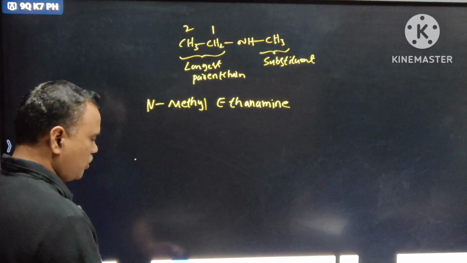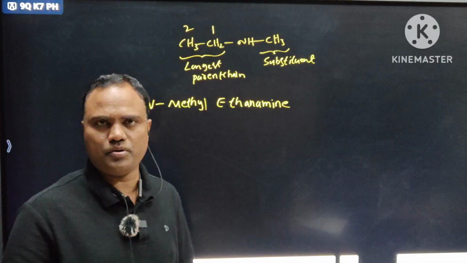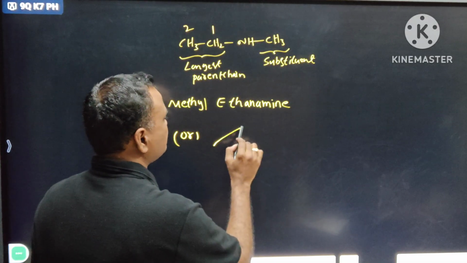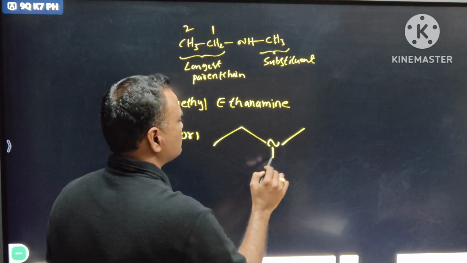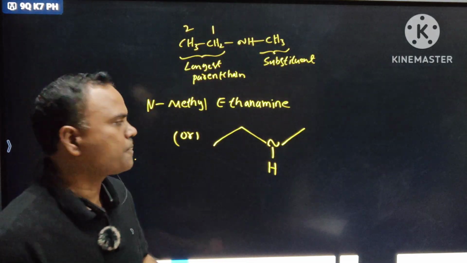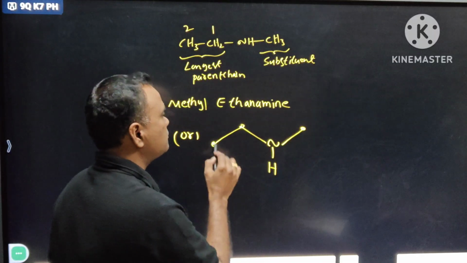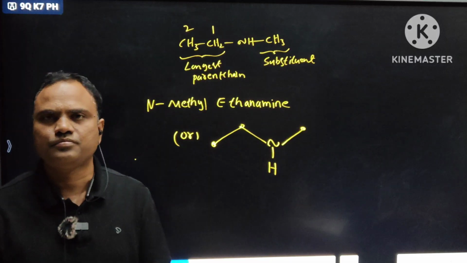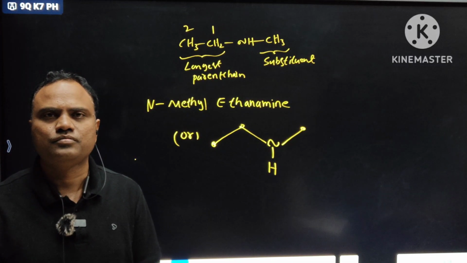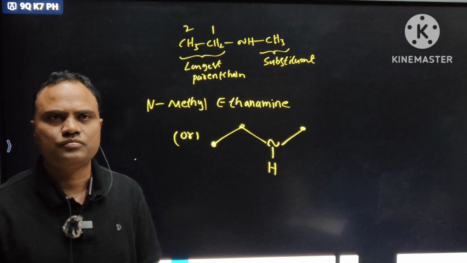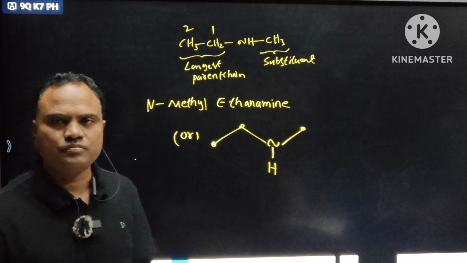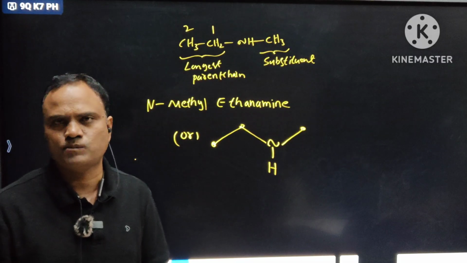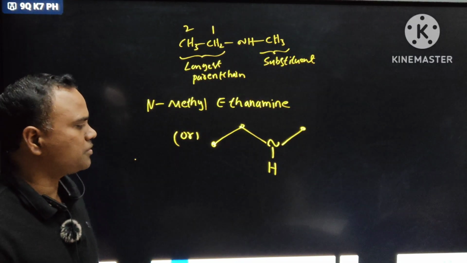You can write the bond line structure also. Bond line structure is also very, very important. I am giving the bond line structure. This is the methyl group, this is the ethyl group. These two structures are the same. Let us take some other example.